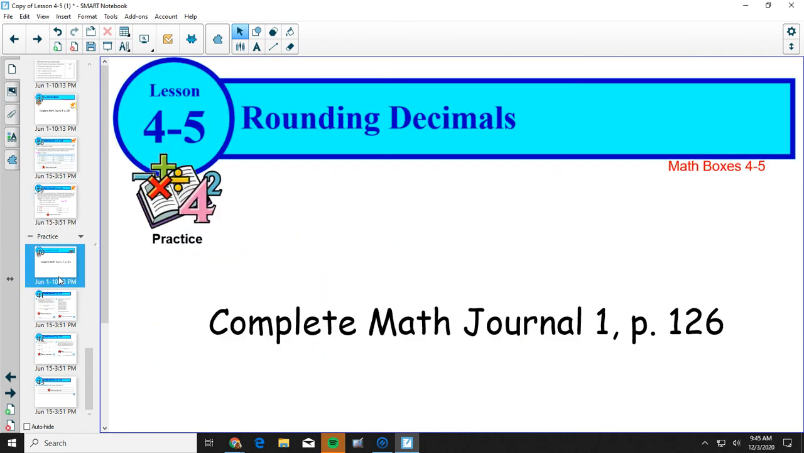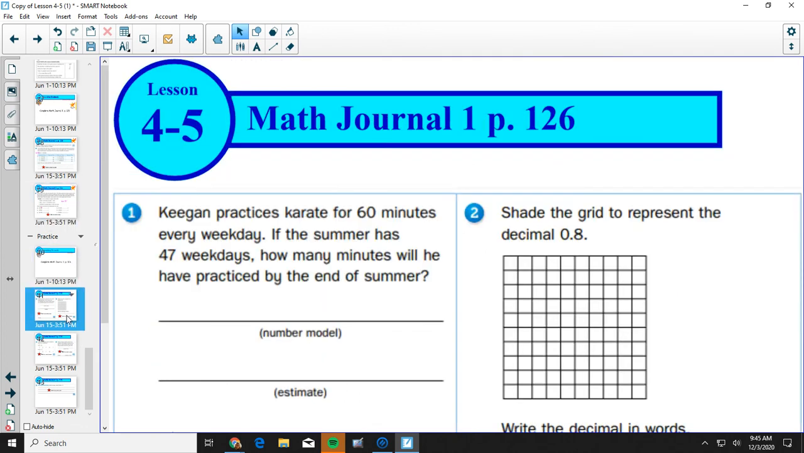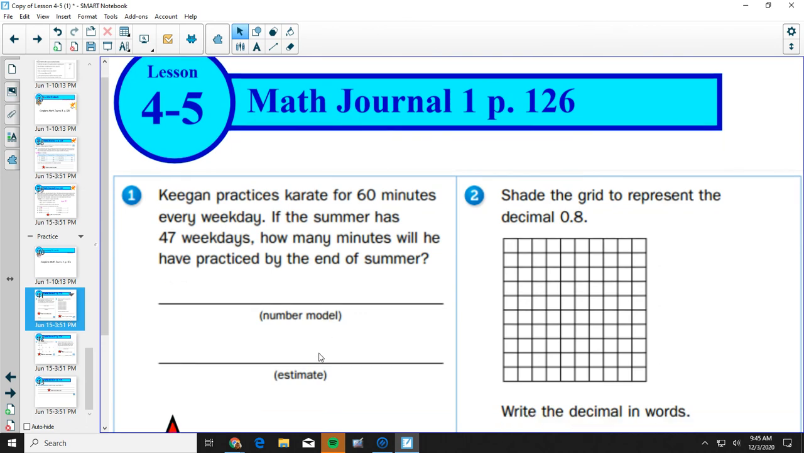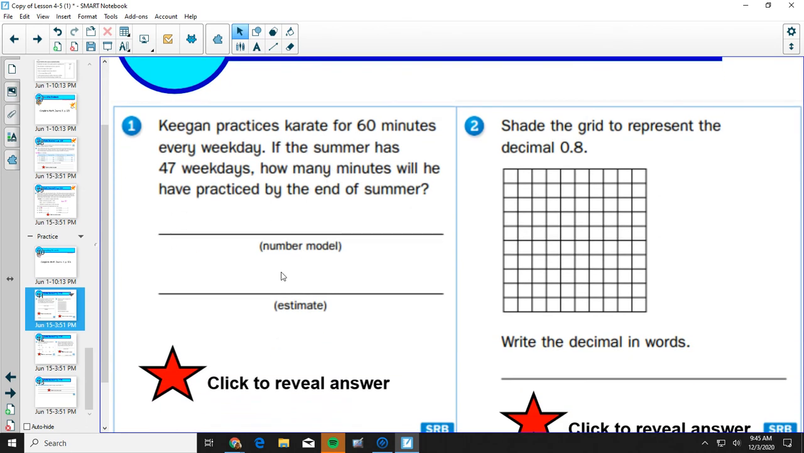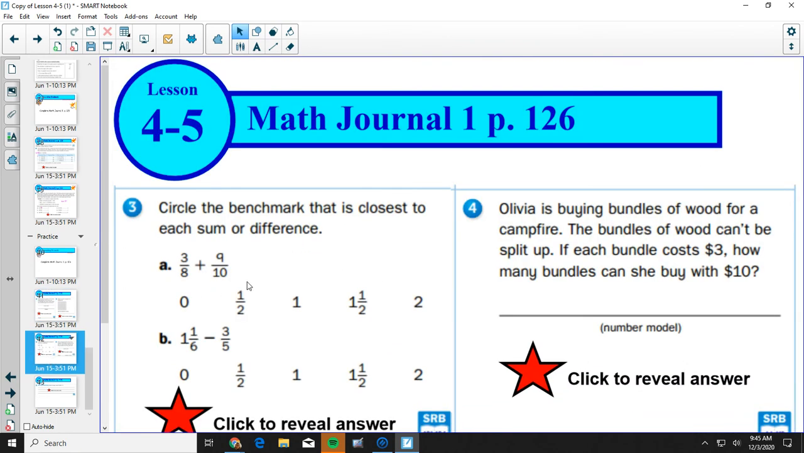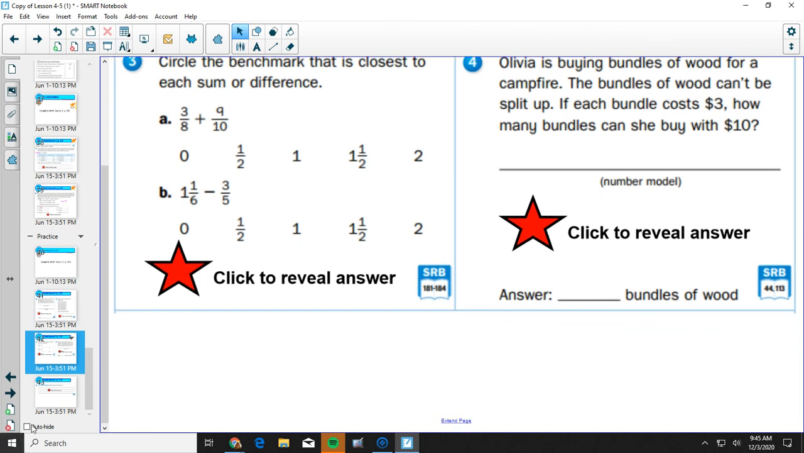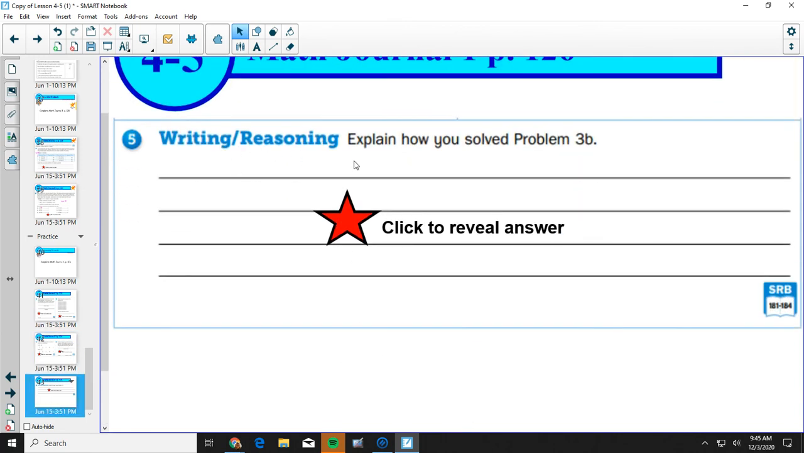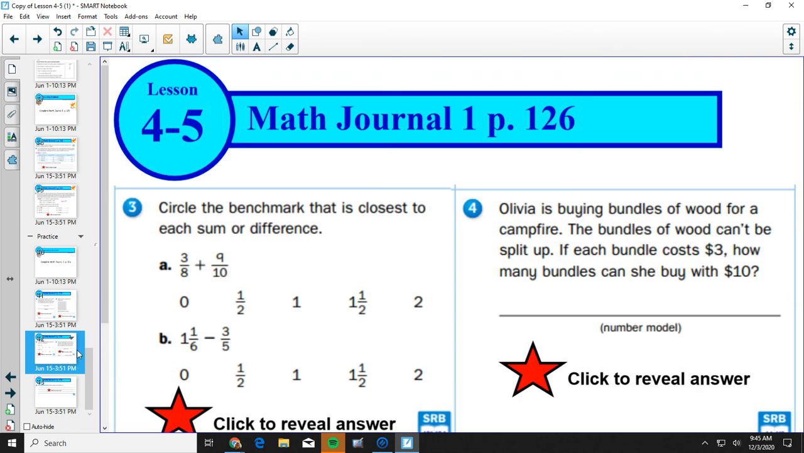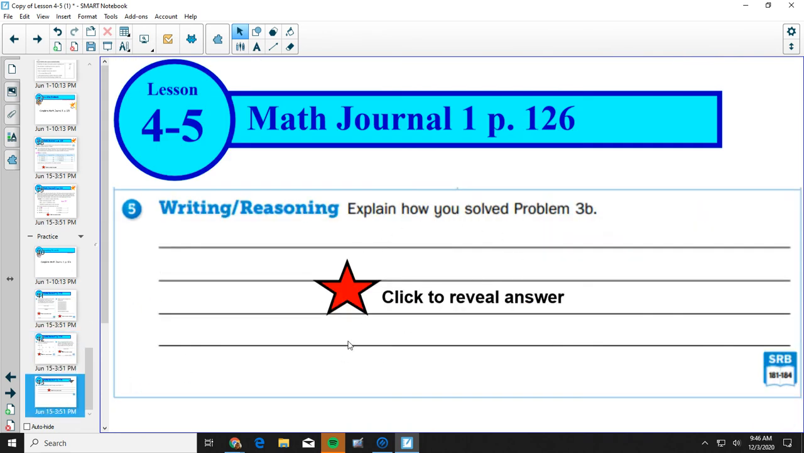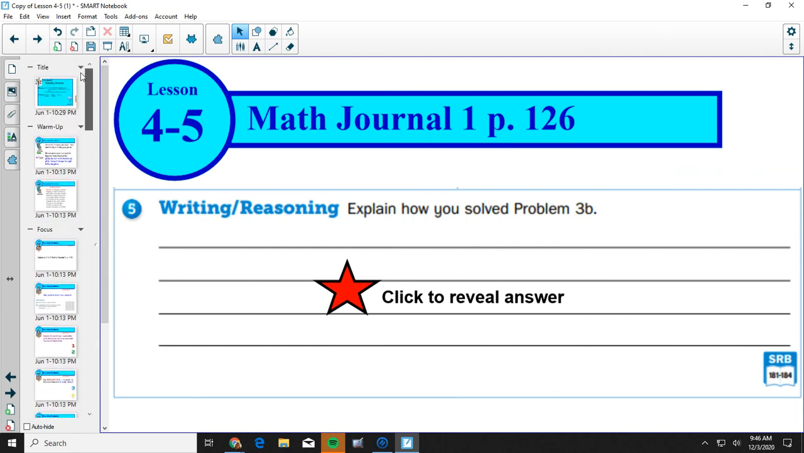So that is the end of our lesson. I'm going to show you quickly your math boxes for 4.5. This one is a number model and an estimate. This one's practicing with that grid. Number 3, adding fractions using benchmarks. Another number model. And then finally, number 5 is a written one explaining how you solved 3b. So if we look at 3b, it's 1 1/6 minus 3/5. You need to get in the practice of using complete sentences and thoughts and using cubes to answer those.